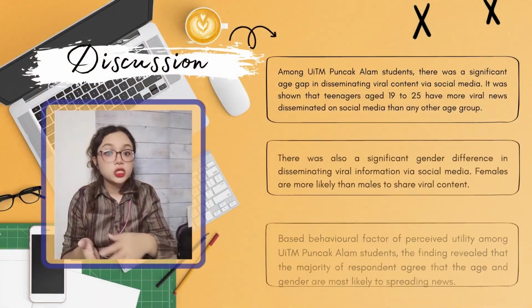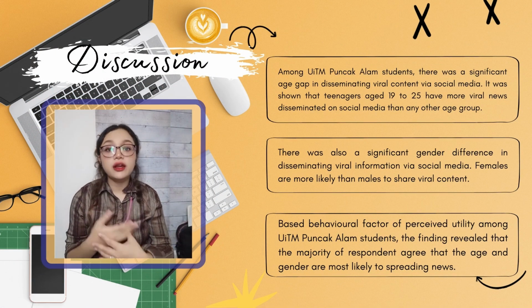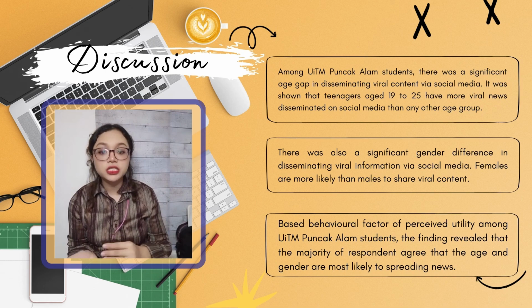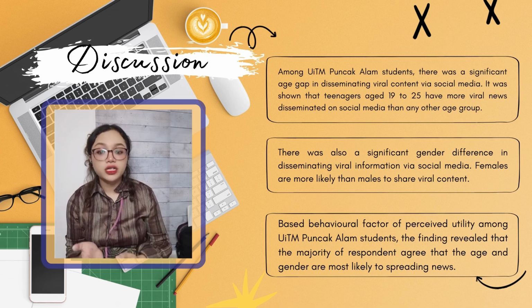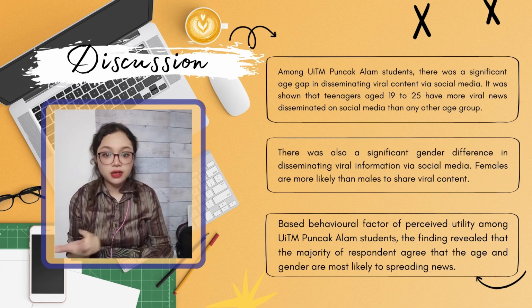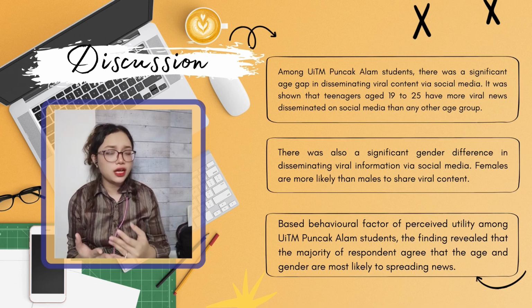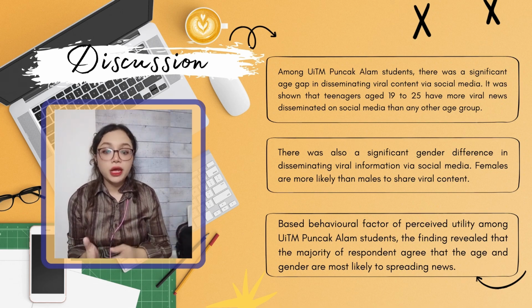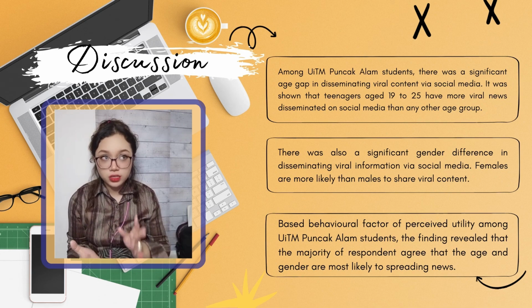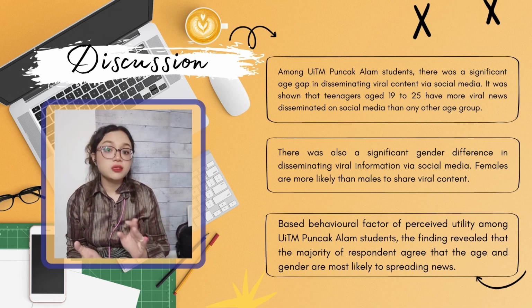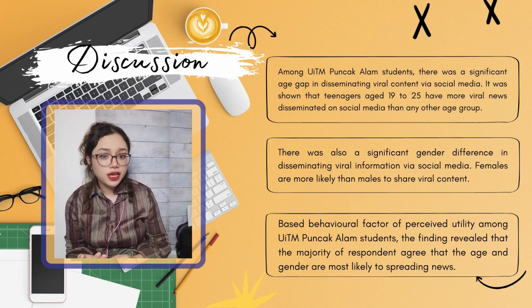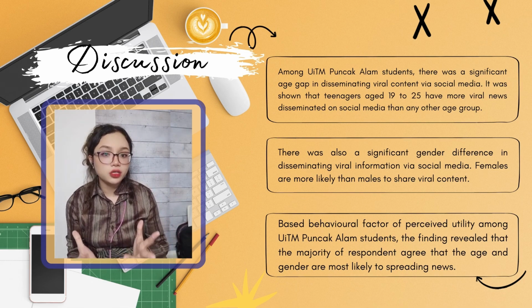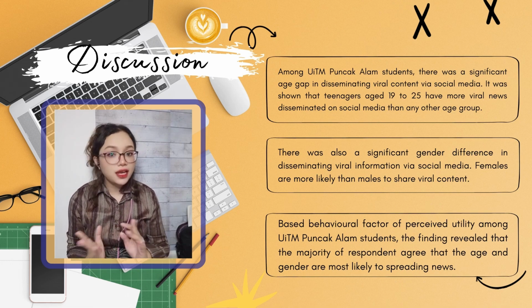So according to the result of the survey, 348 students from UiTM Puncak Alam distributed news via social media towards actual behavior. Based on the scale of 1 until 5, the level for the actual behavior, perceived utility and perceived pleasure to forward the viral content, the majority is high. Among UiTM Puncak Alam students, there was a significant age gap in disseminating viral content via social media. It was shown that the teenagers aged 19 until 35 have more viral news disseminated on social media than any other age group.